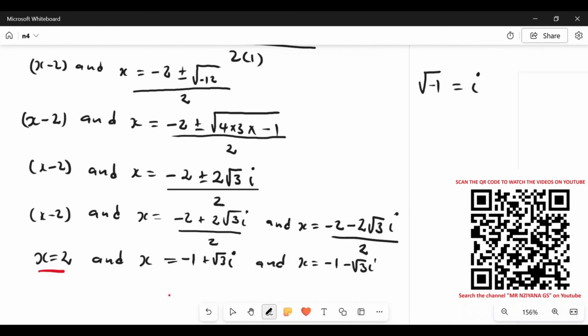So x is equaling to 2, and then x is equaling to -1 plus root 3i, and also x is equaling to -1 minus root 3i. So these two here are actually complex numbers in a rectangular form, while this one is just a real number.